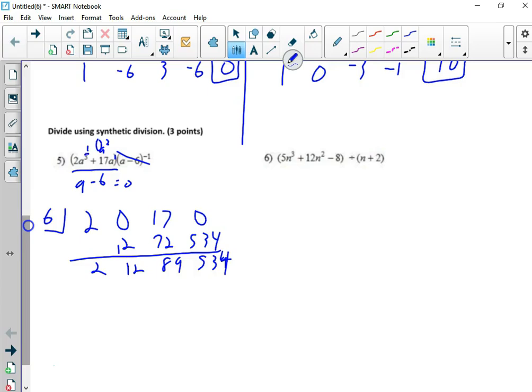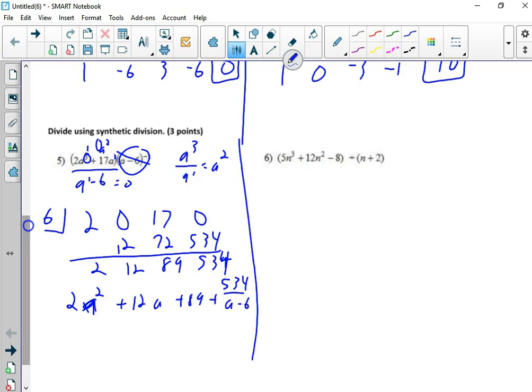So, I started with, I had 3 here, so this is going to be 2x squared. And remember, I had a to the 3, sorry I changed to x, over a to the 1. Well, that's going to give me a squared, which means my answer should start with a squared. And then plus 12a, plus my constant of 89, plus my remainder of 534 over a minus 6. That's my answer.